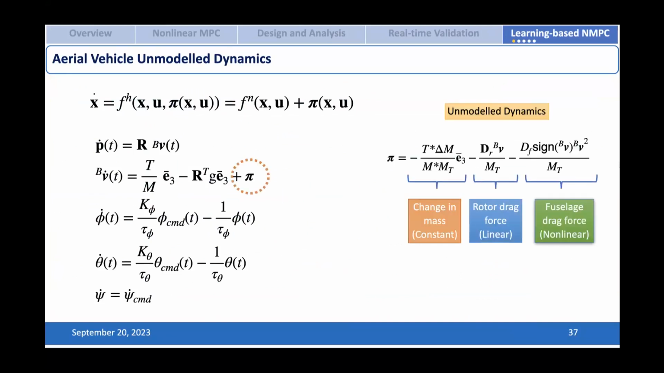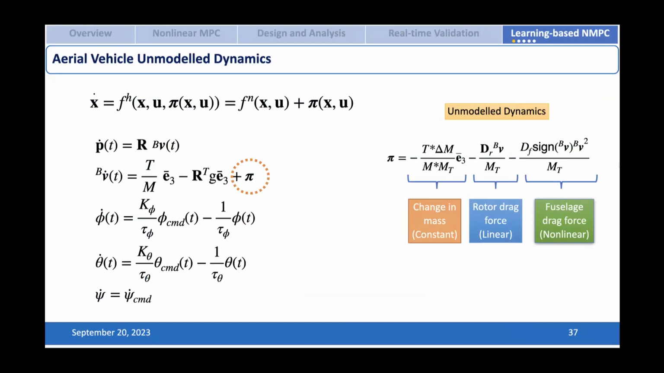In this case, we are using a hybrid system, and this hybrid system contains the nominal model, which is the entire system that we had before, plus the unmodeled dynamics, which we call pi. This pi in our case is the unmodeled dynamics, and it contains the change in mass, which is constant, and the rotor drag, because we already had the rotor drag before, but identifying the rotor drag coefficient is not easy.